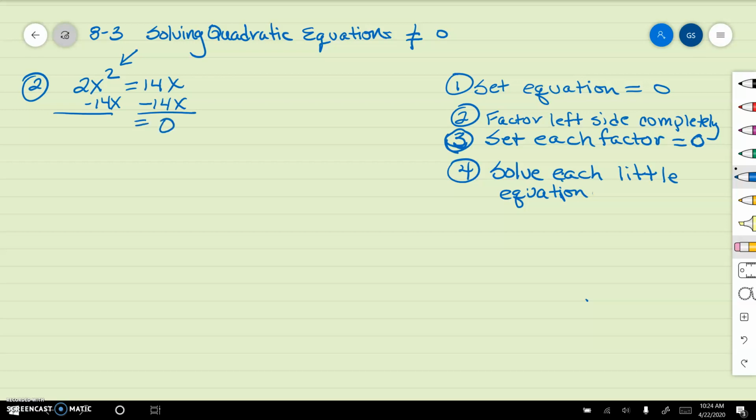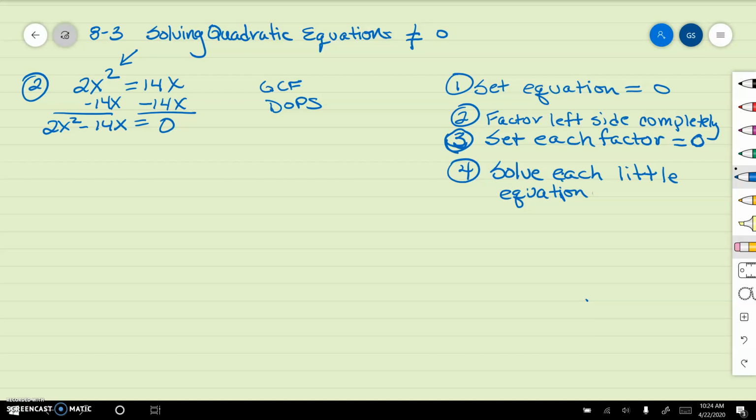When we do that, on the right side we get a 0. On the left side, we're going to take what was written vertically and write it horizontally. When we write it horizontally, it's easy to see they're not like terms. We can't combine them. We have two terms here. Two terms means we could either have a GCF or a difference of perfect squares. We always want to check for GCF first.